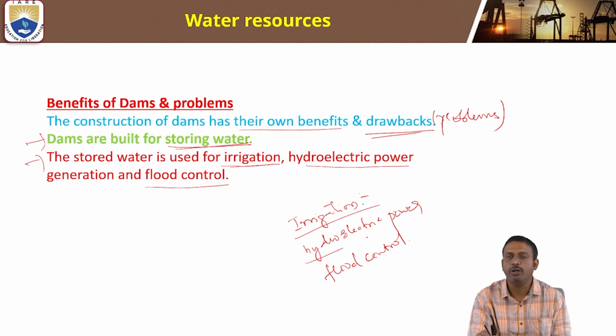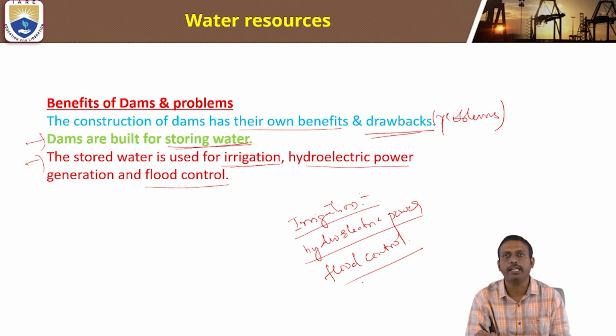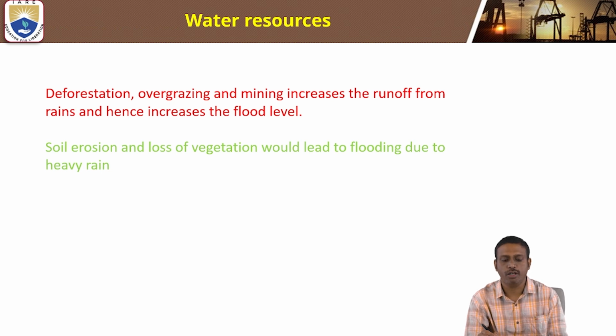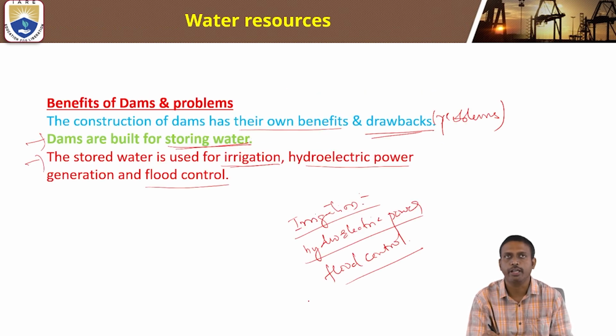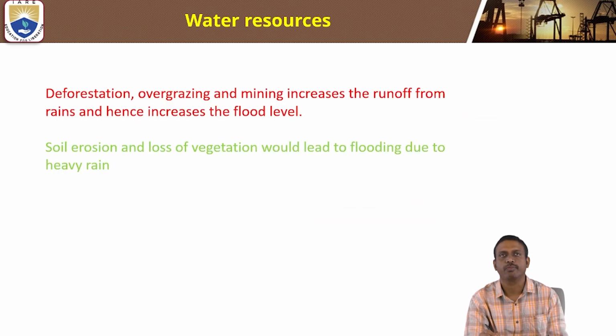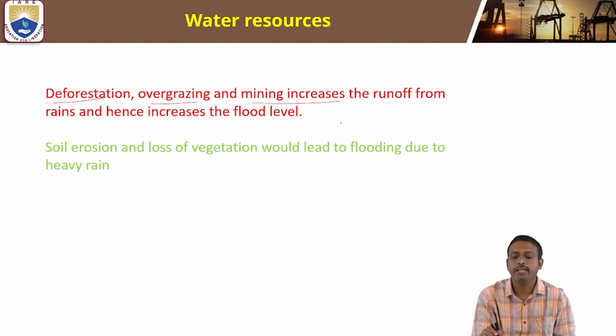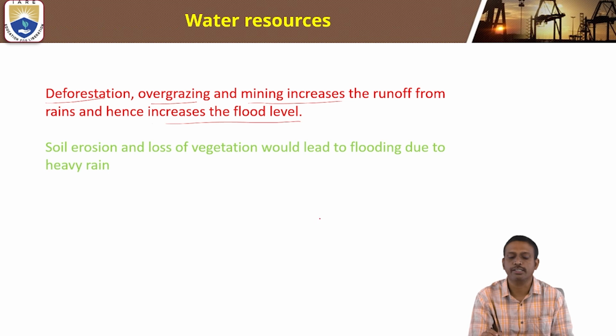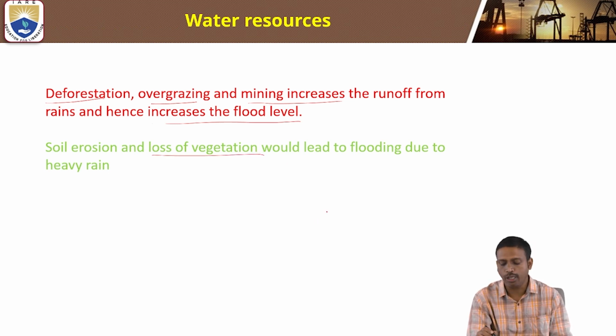These are the three benefits of storing water: irrigation, hydroelectric power generation, and control of floods, which takes place due to the storing of water. Deforestation, overgrazing and mining increase the runoff from the rains, and soil erosion and loss of vegetation also lead to flooding due to heavy rain.